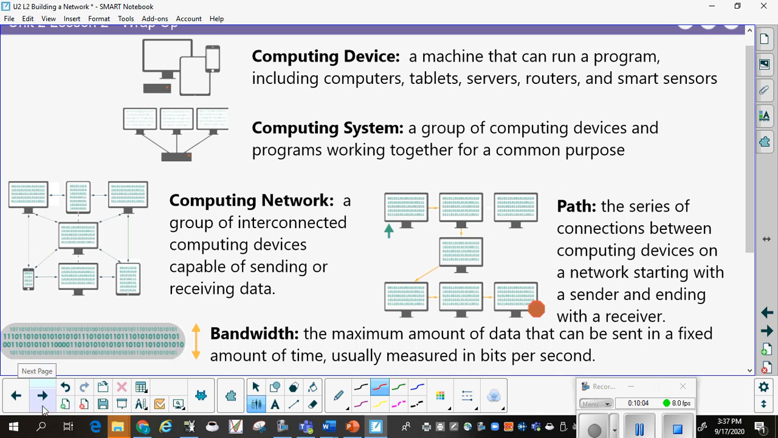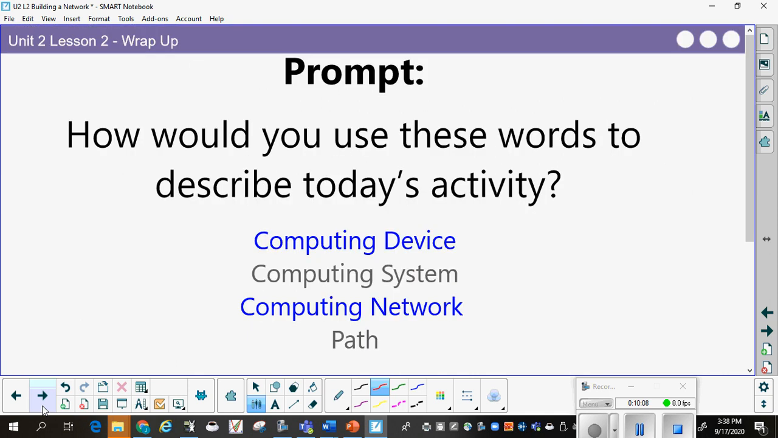Now that you have your definitions, look at those words and the definitions and think about how you would use those words to describe today's activity. How would you describe today's activity in calling things, what things were computing devices? What was a computing system, a network, a path? Jot that down in your notes. Pause the video while you do that.